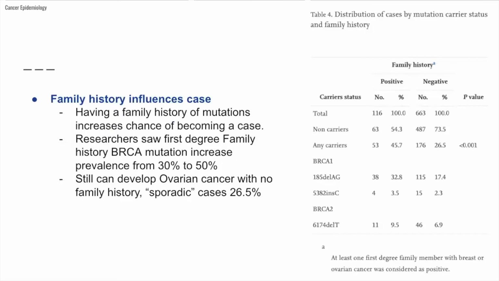And then family history. Having a family history of mutations increased chance of becoming a case. And researchers actually saw that for first-degree family history of BRCA1, there was an increase in prevalence of BRCA1 mutation from 30% to 50%. But you can still develop ovarian cancer with no family history, as seen in a very high sporadic case rate of 26.5%.